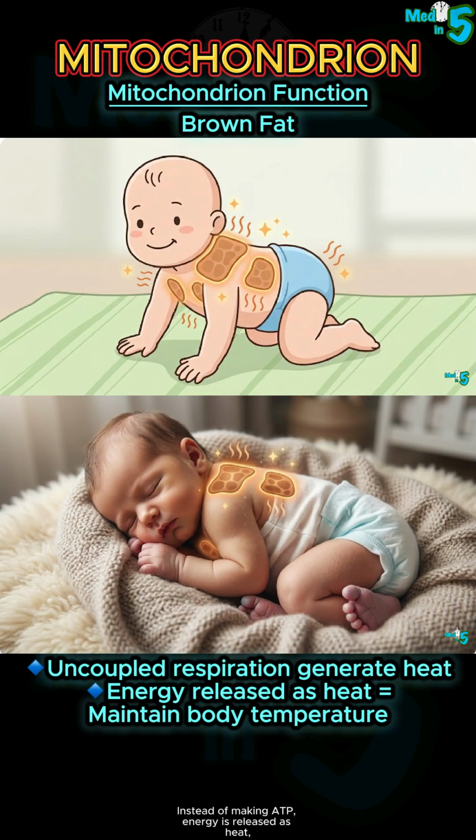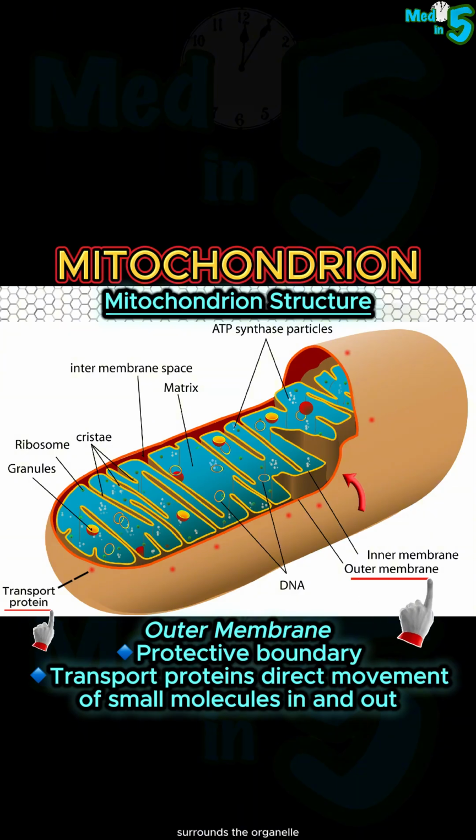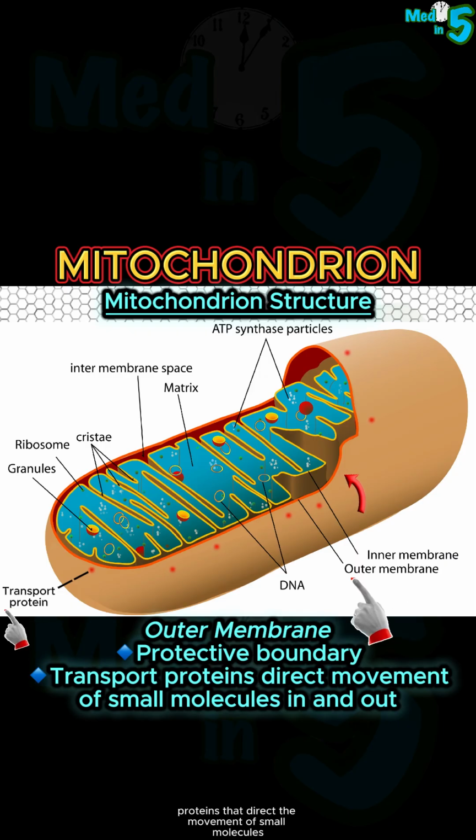Instead of making ATP, energy is released as heat, helping maintain body temperature, especially in newborns. The outer mitochondrial membrane surrounds the organelle and acts as a protective boundary. It contains transport proteins that direct the movement of small molecules in and out of the mitochondrion.